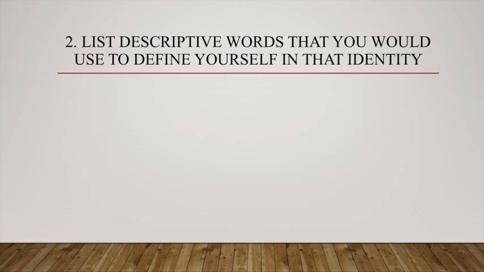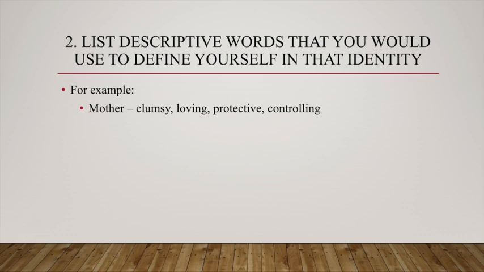Now that you have those identities, what we want to do is to take that list and we want to list descriptive words that you would use to define yourself in that identity. So we've got these different identities. Now we want to define ourselves in that identity. So for example, if we go back to the list that I gave you, I said mother. I would describe myself just jotting down some words: clumsy, loving, protective, controlling. Those are all words I would use to describe who I am as a mom.